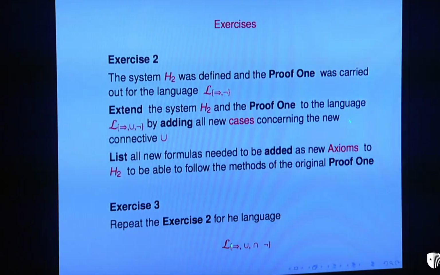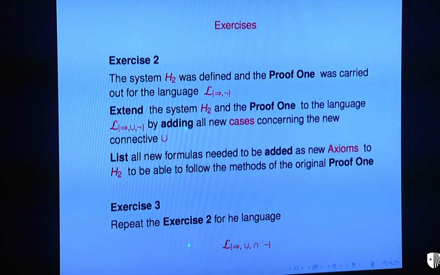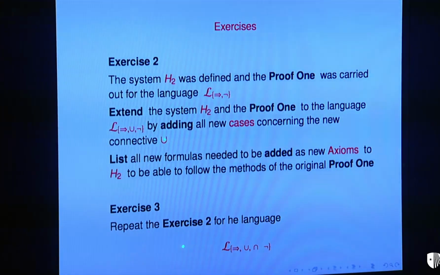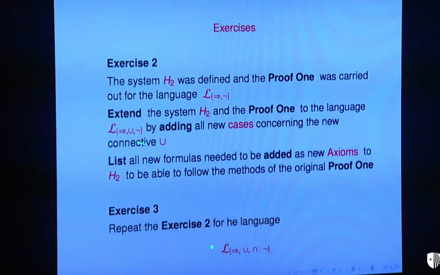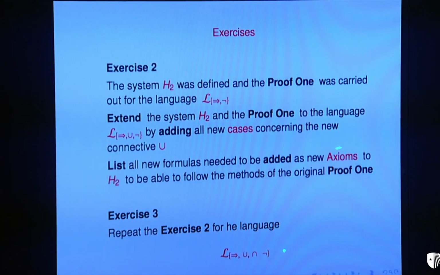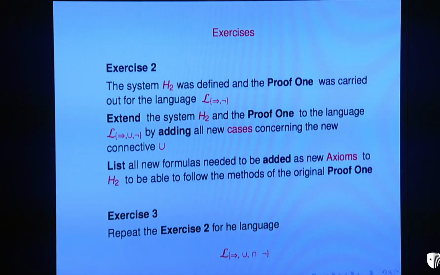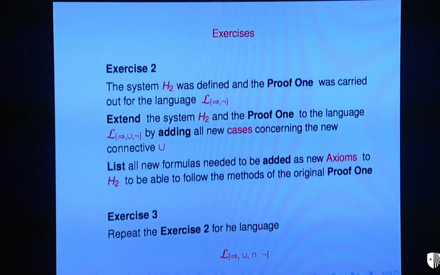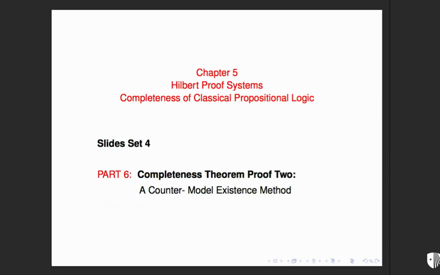So adding new cases concerning axioms which would concern the disjunction. List all new formulas needed as new axioms to H2, and also formulas we need to prove, to follow the methods in the original proof, and then extend it to even the full language of propositional logic.